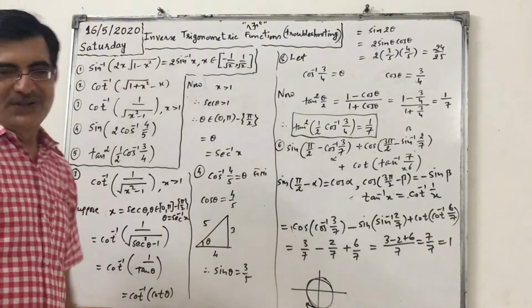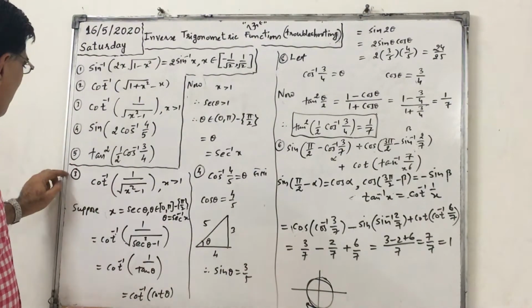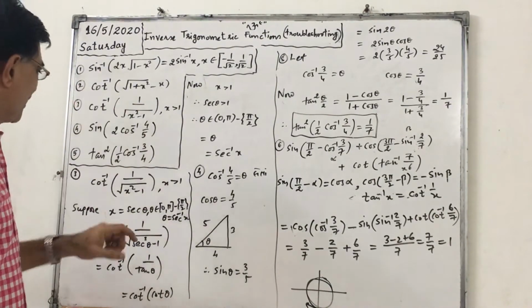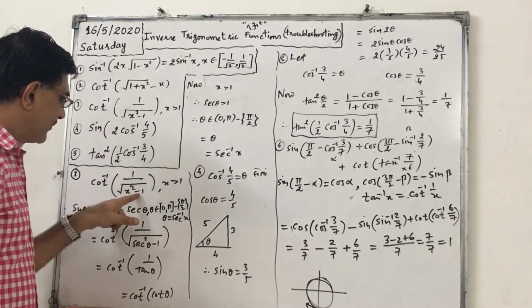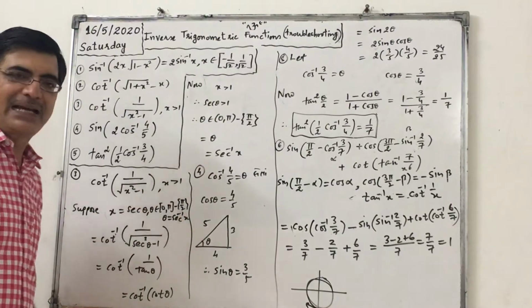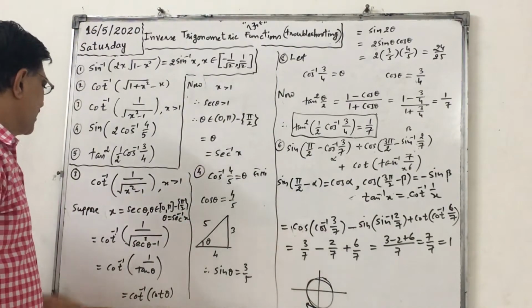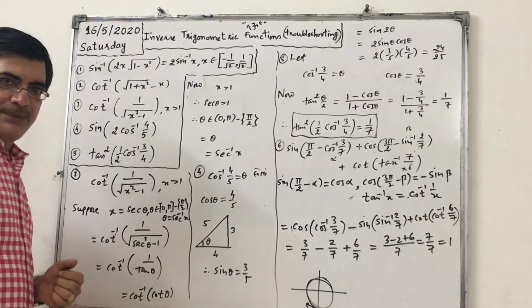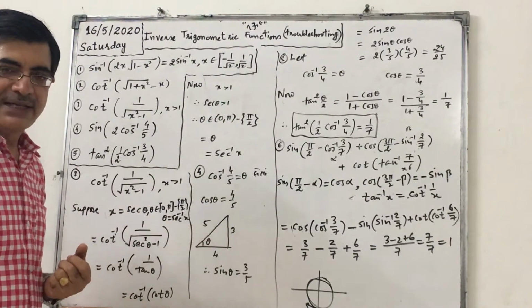Inverse trigonometric function troubleshooting, problem number 3. We have to simplify cot inverse of 1 upon square root of x square minus 1, given the condition x is greater than 1. Suppose x equals sec theta. How can I assume x equals sec theta?